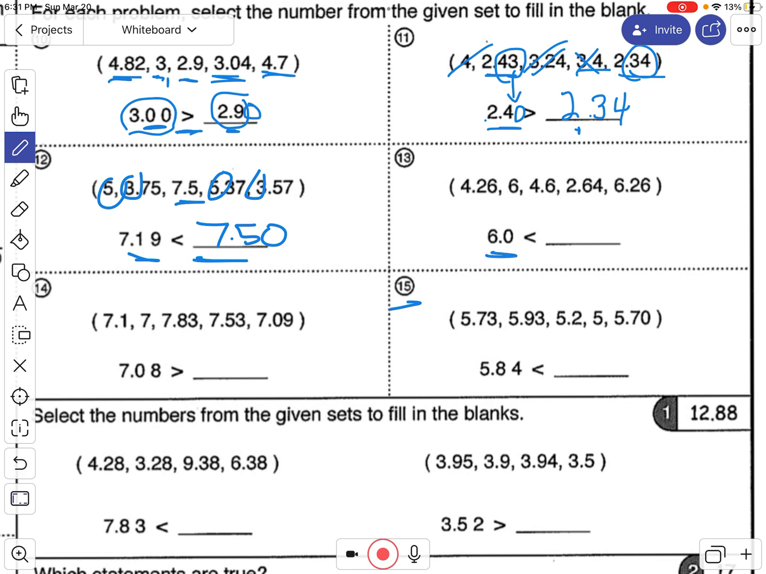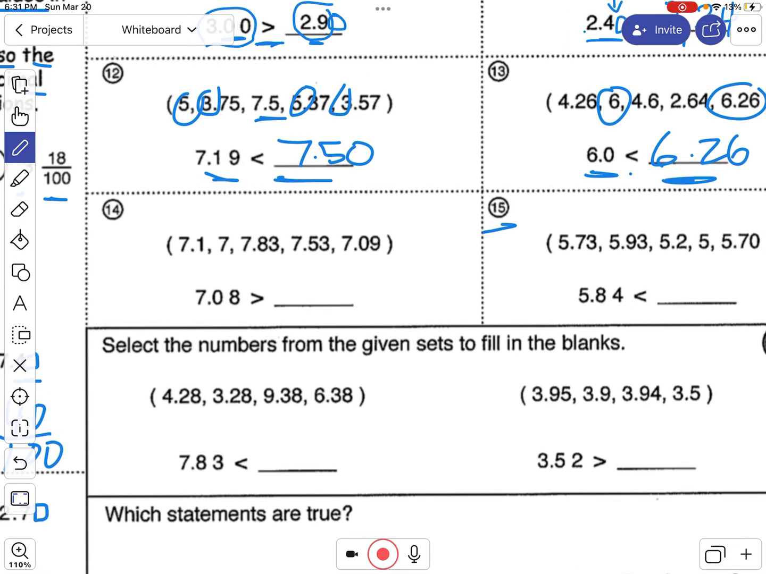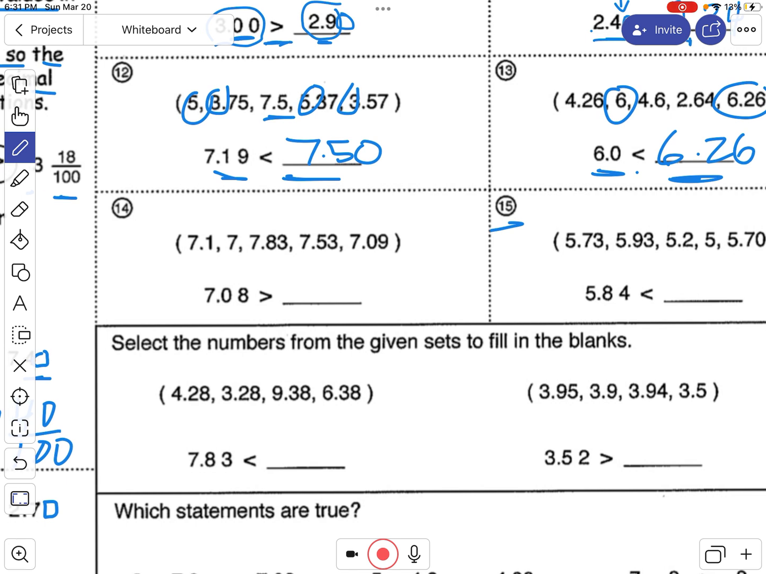All right, 6.0 is the little number compared to the big number. It's got to be bigger than 6. That's equal to 6, but that's 6 and some extra. 6.26, 6 and 26 hundredths. This is more than 6.